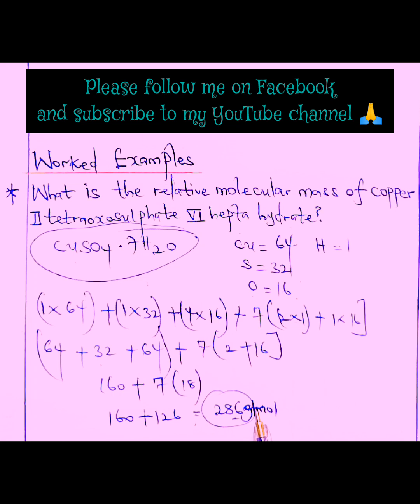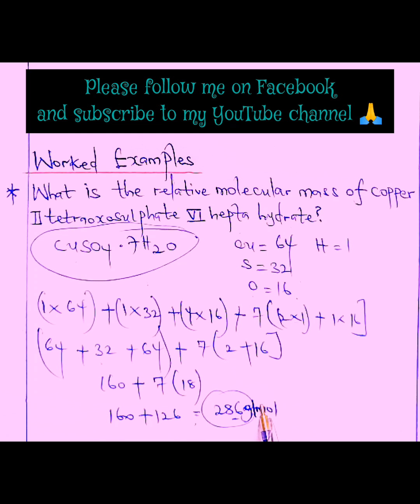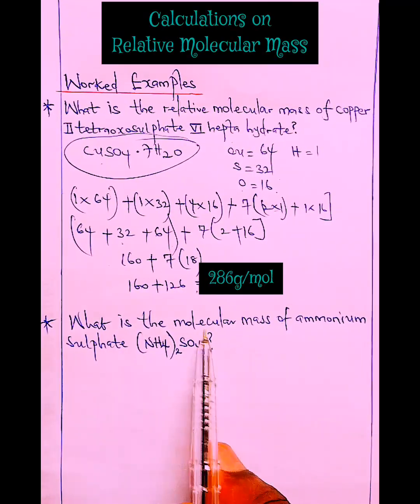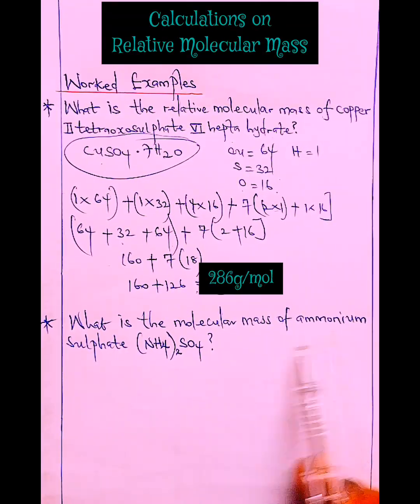So by the time you do your substitution, you end up with gram per mole for the unit for molecular mass, unlike atomic mass, which is atomic mass unit, AMU. So that's that, as simple as ABC. Question 2. What is the molecular mass, or the relative molecular mass, of ammonium sulfate?